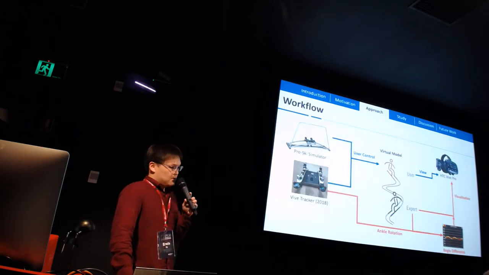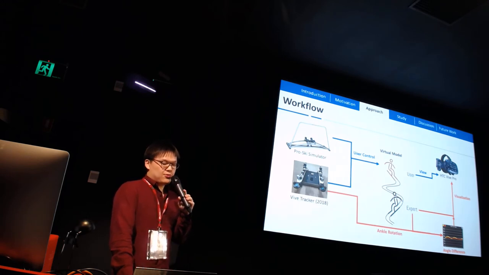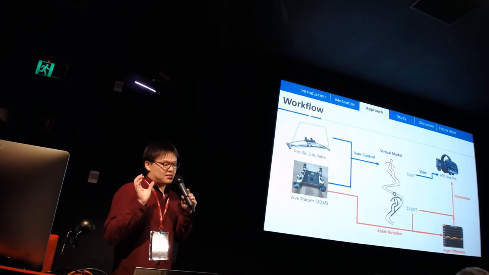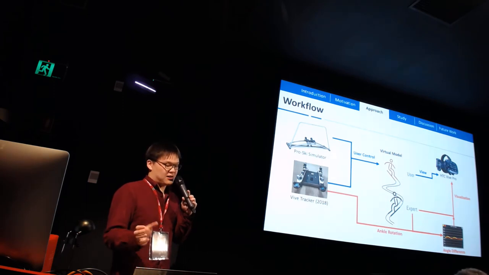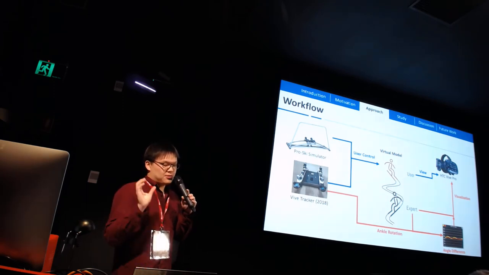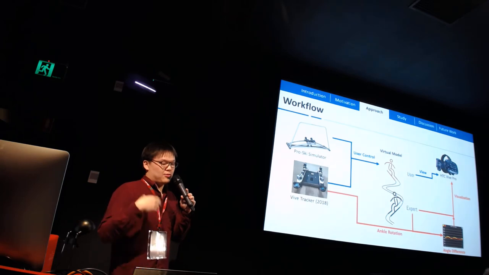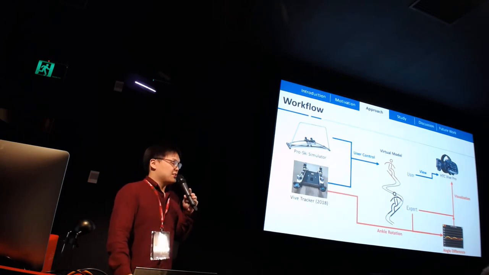So here's the total workflow. We use an HTC Vive Pro as the HMD, and two Vive trackers were attached to the skis on the simulator to track the ankle rotation to control the skis in VR. The user will follow the expert in the virtual slope and try to mimic the motion of the expert. The visualization of the angle difference and the expert motion will be shown on the HMD.